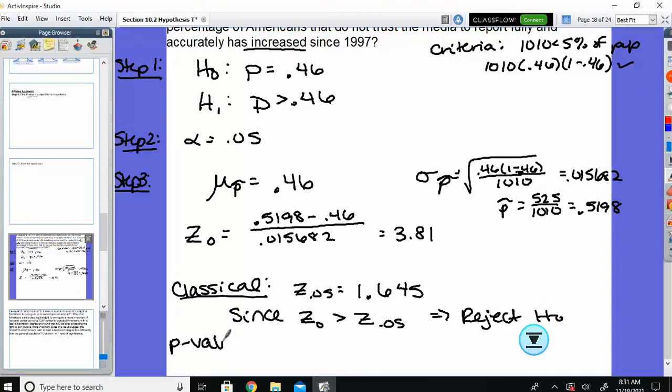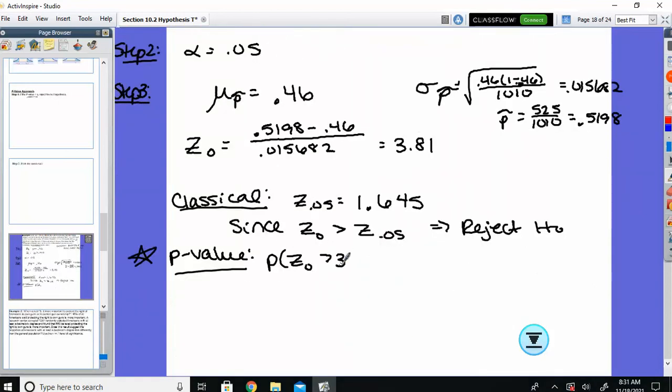The p-value approach. This is the one I prefer. We have a z value. We know from our last test how to find probabilities for this, right? If you're looking at your normal table, what do you notice about a z of 3.81? It's not on here. The closest we can get from our table is 3.49, so we'll just use that probability. That's as close as we can get with our table. We know that this would be even smaller.